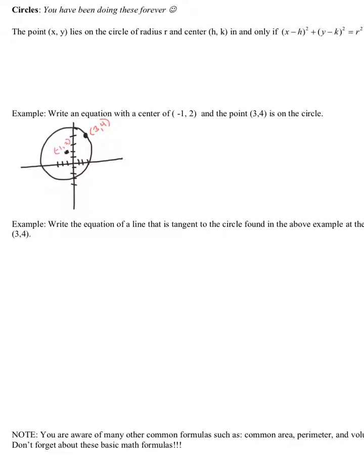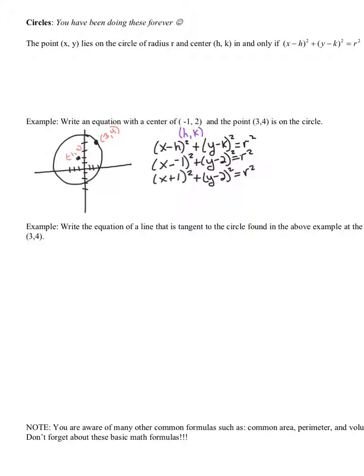We already have part of what we need to write our equation for the circle. We have the center, which is also the same as HK. So we take the center point and we plug that in for HK. So here we have x minus a -1 squared plus y minus 2 squared equals r squared. This, of course, simplifies down to x plus 1 squared plus y minus 2 squared equals r squared. The problem is we don't know what the radius is, so we have to figure that out.